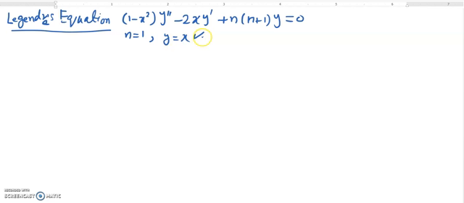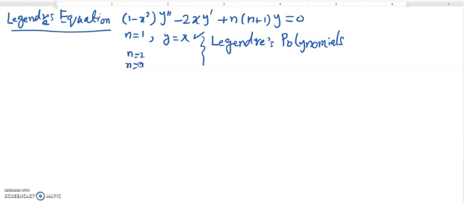Those sets of particular solutions are called the Legendre's polynomials, because they are in the form of polynomials: x, ax plus b, ax square plus cx plus d, or something like this. So for n equal to 2 it will be some form, and for n equal to 3 there will be some different form, but all of them will be polynomials. That we will see later, of course.